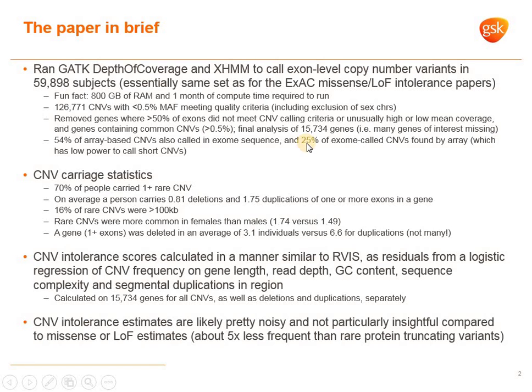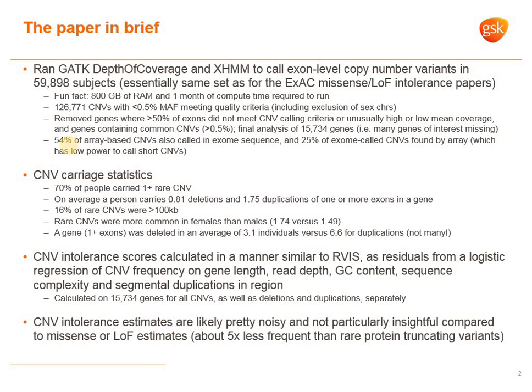Conversely, 25% of the time when they called copy number variants in one or more exons from the exome sequence data, did they call it from the array? So, as suggested, you're not going to call as many of the relatively small copy numbers that you could potentially pick up with the exome sequence data.